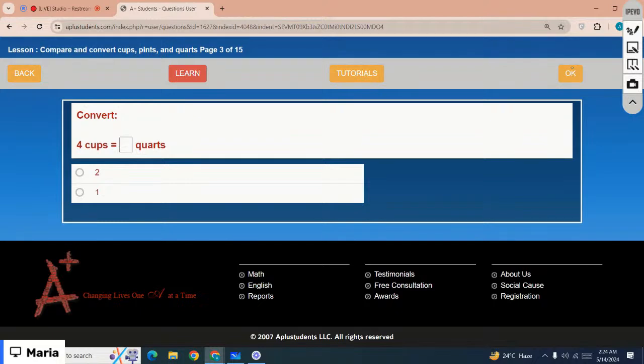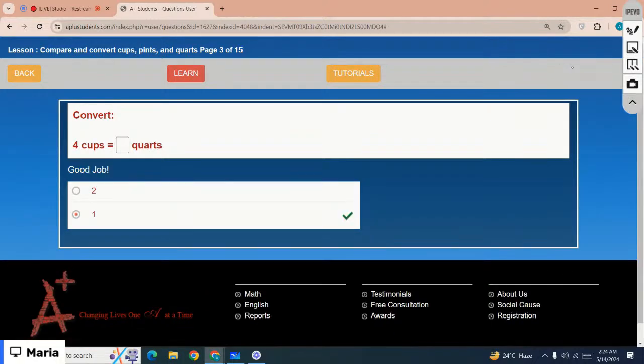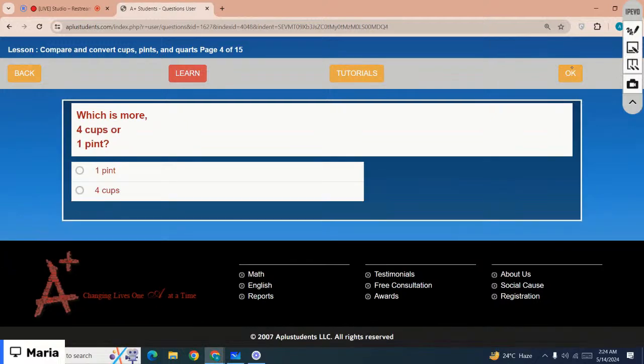4 cups equal 1 quart. The correct option is 1 quart. Which is more, 4 cups or 1 pint? Which is the correct option?